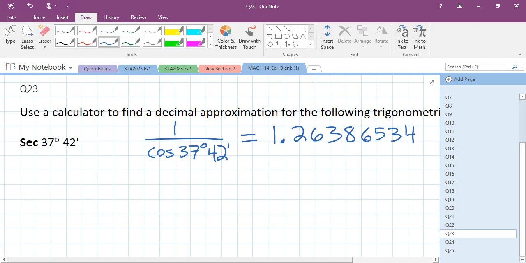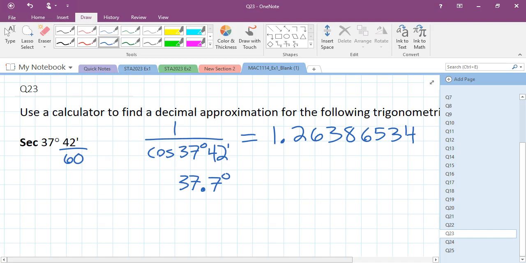Okay? There you go. The other thing that you could have done, if you didn't want to work in minutes, you could have turned that back into the decimal for degrees. Take 42 divided by 60, and you actually end up with 37.7 degrees. So you could have also done that in there. Your call.